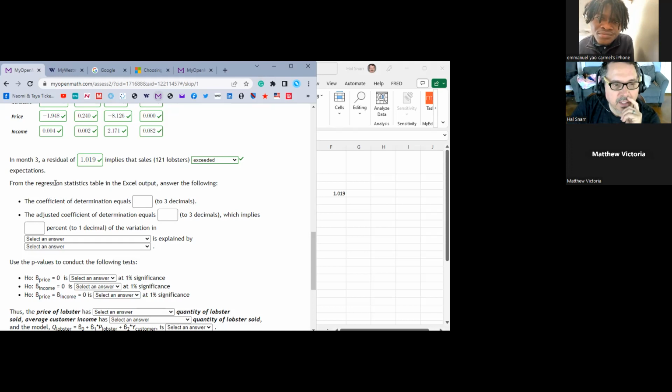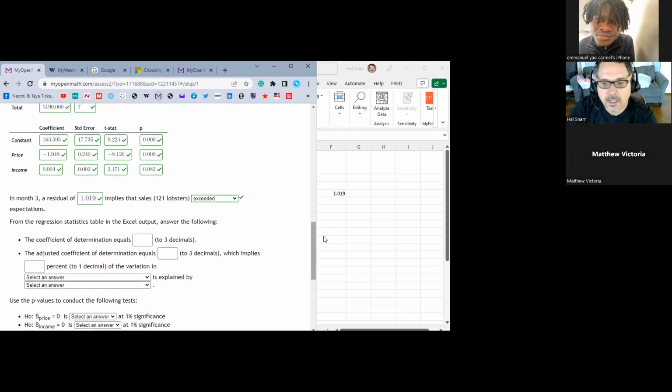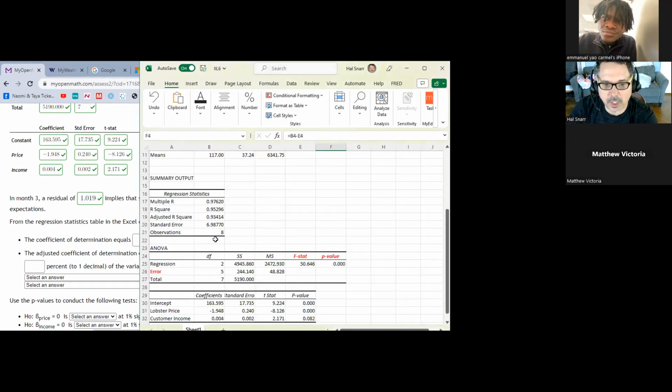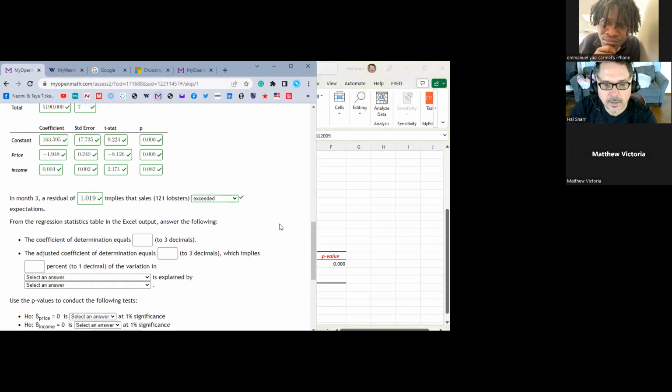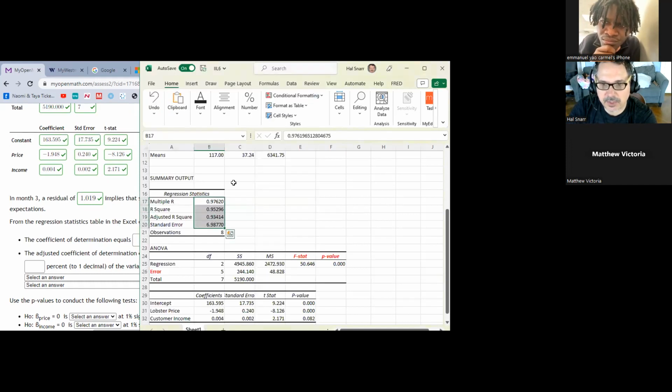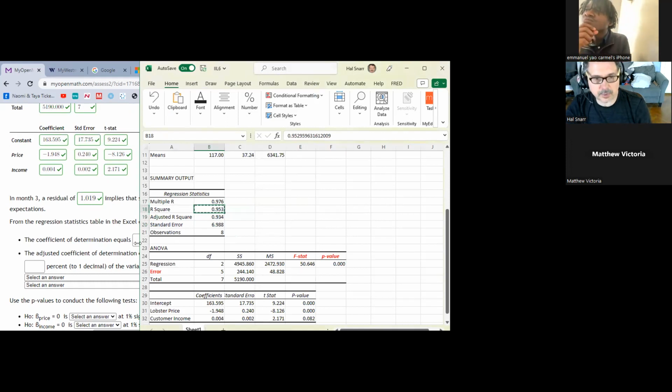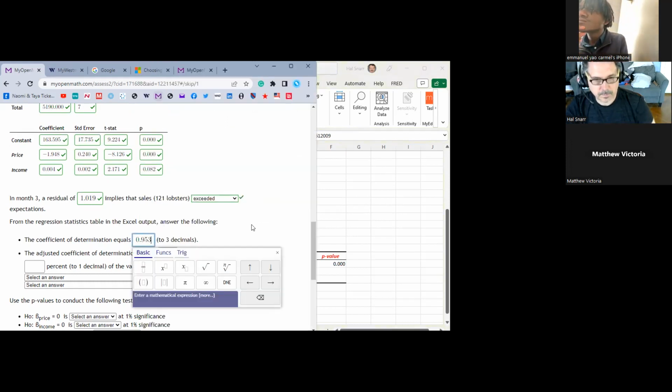Okay, so moving on. From the regression statistics table in the Excel output, answer the following. The coefficient of determination equals what? The coefficient of determination is your R squared. See my R square here? It wants 3 decimal places, so I'm going to change these to 3 decimal places. So R square is your coefficient of determination, right? And it's pretty close to 1, right? That suggests the model does a pretty good job.